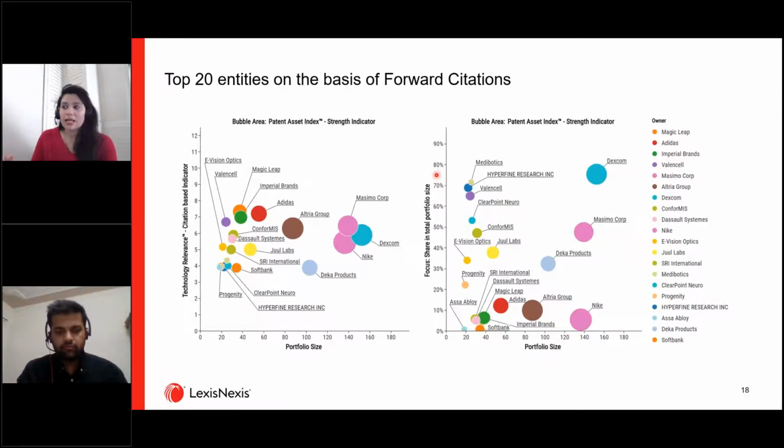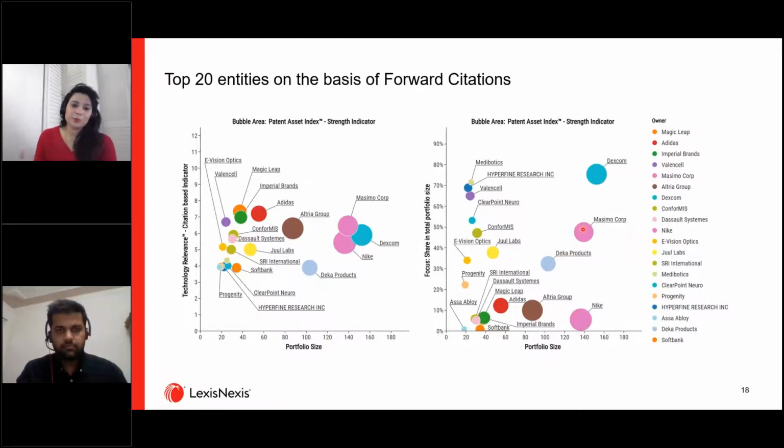As we saw in the first slide, we try to find out how much of the entire portfolio is accounted for by these digital health patents for each entity. You see Hyperfine Research. I heard it for the first time, I will be honest. It features in the top 20 when ranking by forward citations, and these digital health patents, around 25, make almost 70% of its entire portfolio. Similarly, Dexcom, around 160 patents, makes up more than 70% of its portfolio.